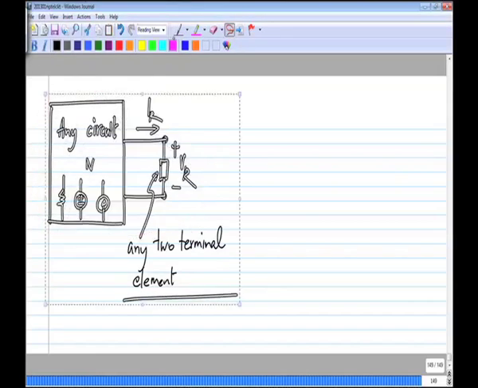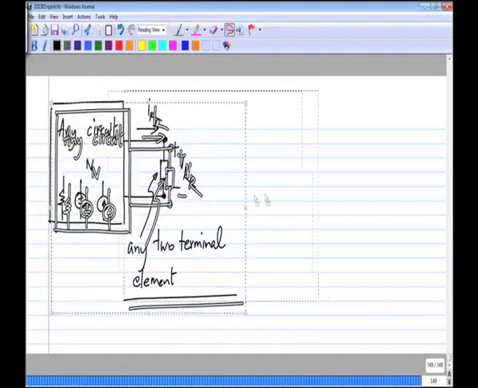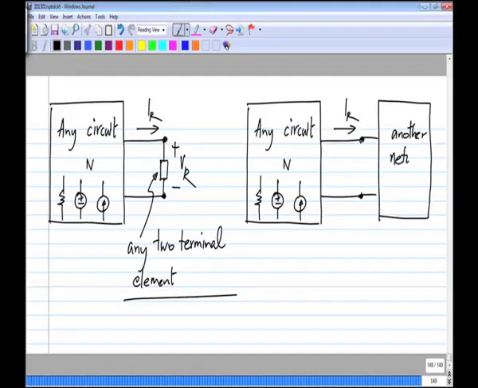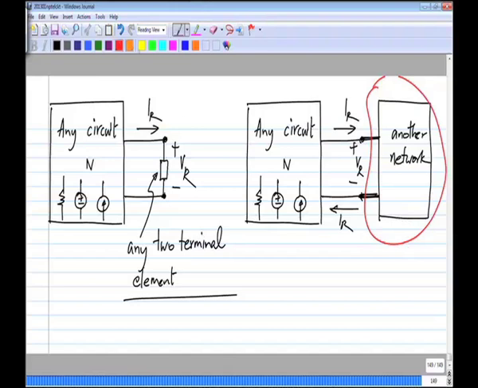And also, when you say any two terminal element, that itself can be a complicated network with only two terminals exposed. So this could be another network. The only condition is that only two terminals are brought out like this and they are connected, and this entire thing can be substituted by, let's say the voltage across these two terminals is VR and the current flowing that way is IR, and this entire thing can be substituted by a current source of value IR or a voltage source of value VR.